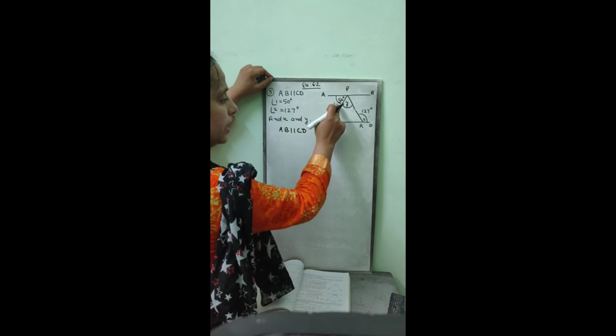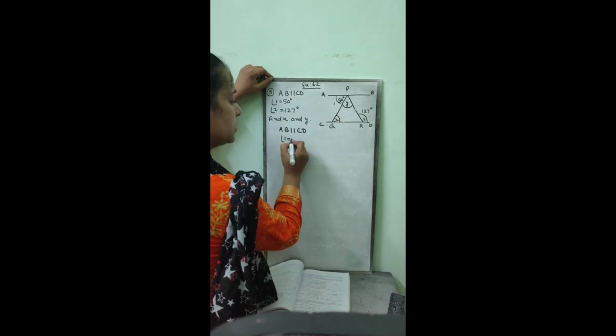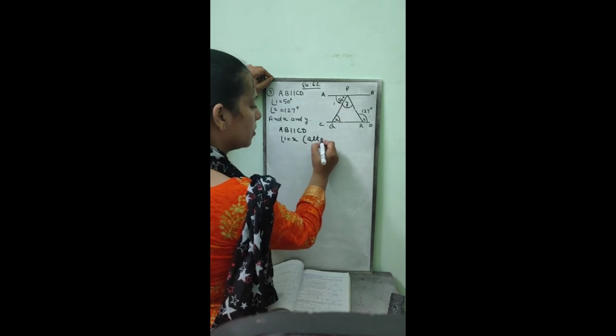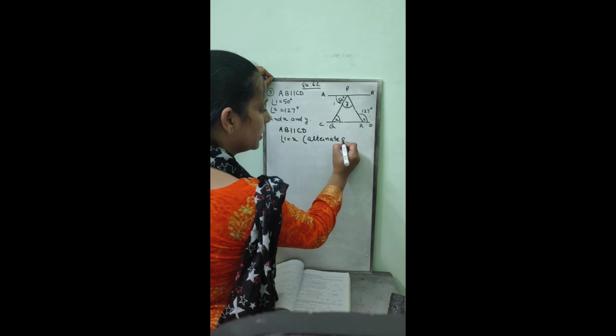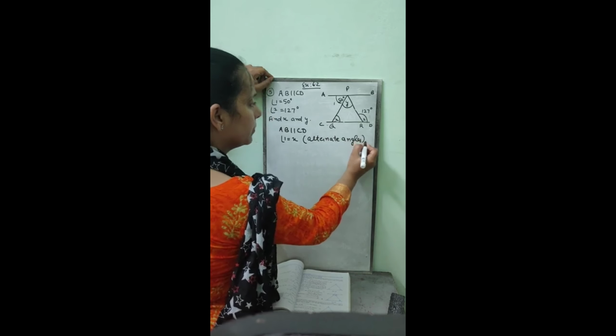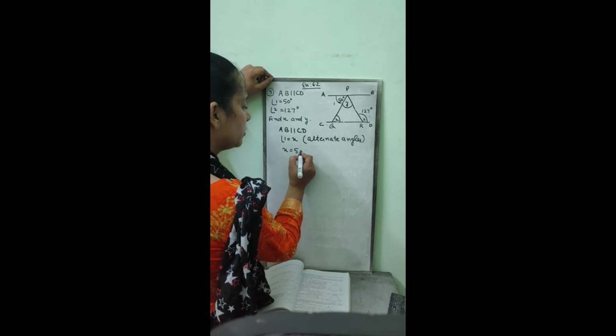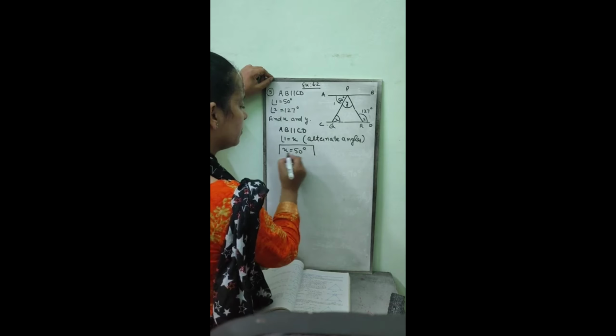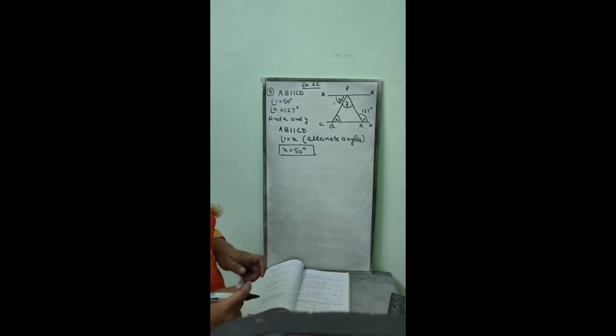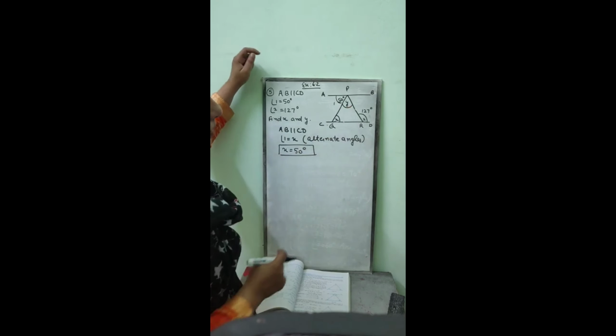It means angle 1 and x are equal. These are alternate angles. So x will be equal to 1. Value of x will be 50 degree. Clear? How can you find y?